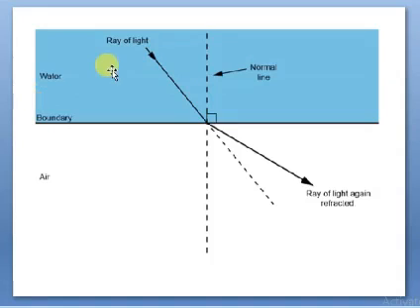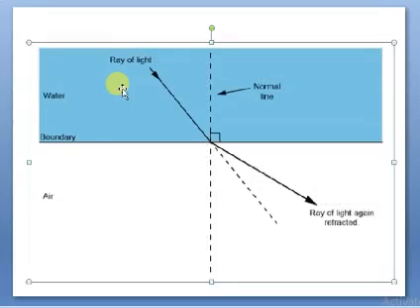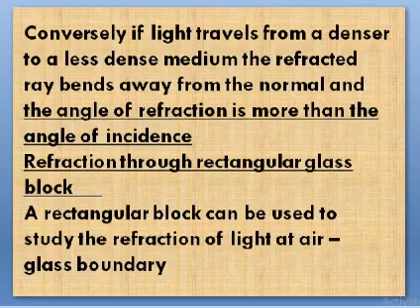Now let's look at this diagram. You can see the ray is moving, in this case, from water towards air, and water is more dense than air. Now you have your incident ray. On getting to this boundary, it is refracted away from the normal. So you can see in this case now, your angle of incidence, which is from here to here, is greater than your angle of refraction. So the ray bends away from the normal.